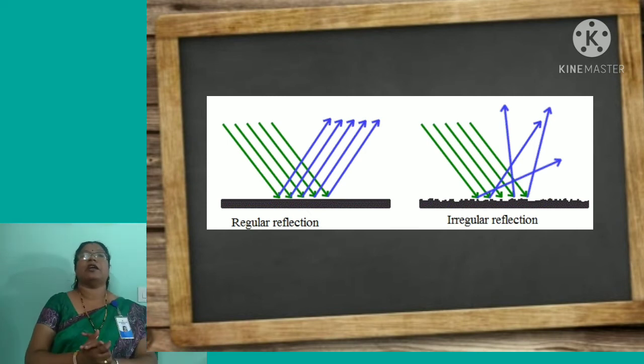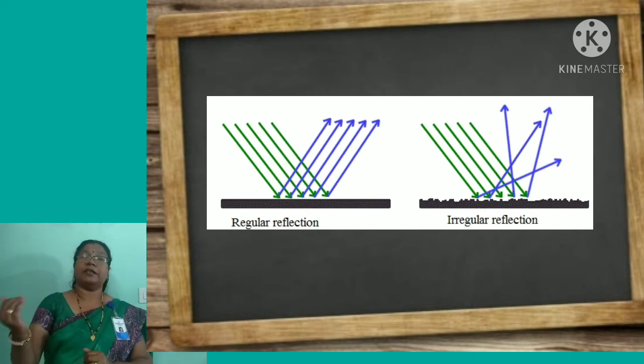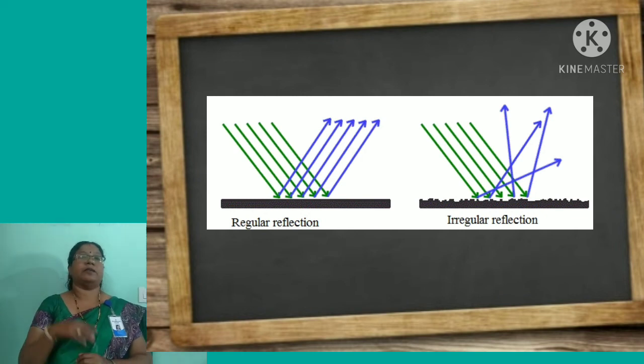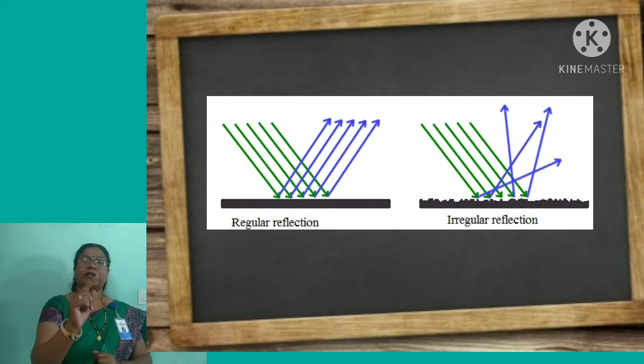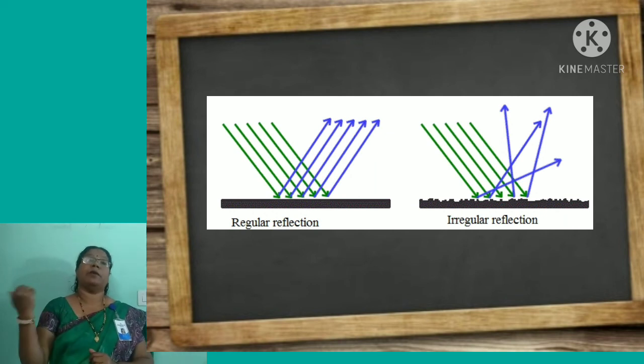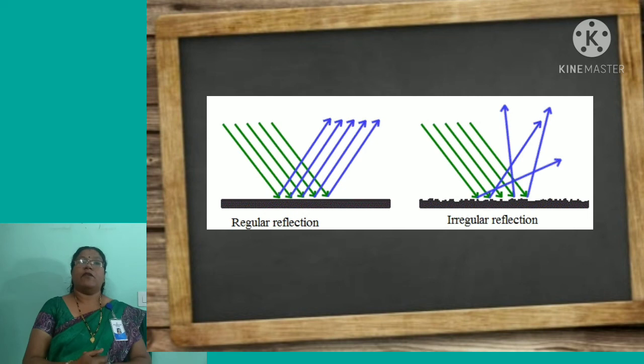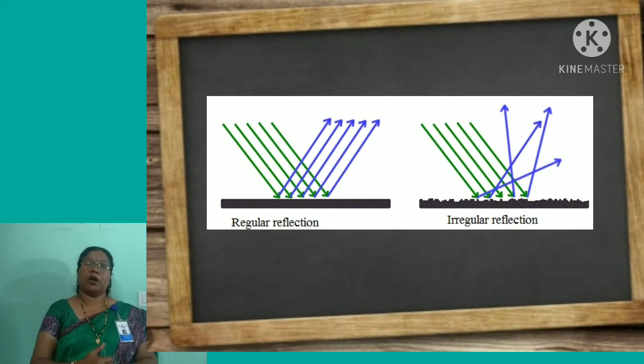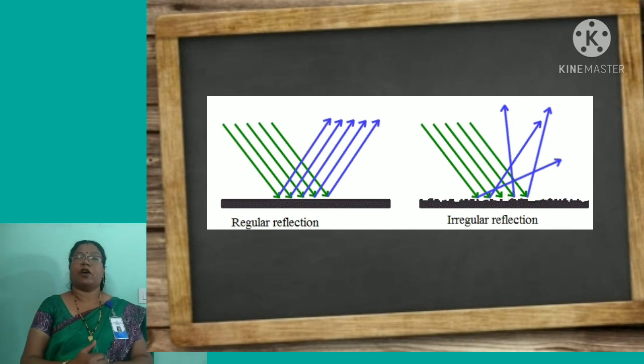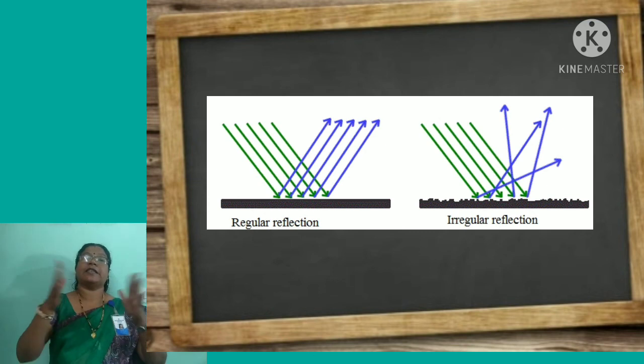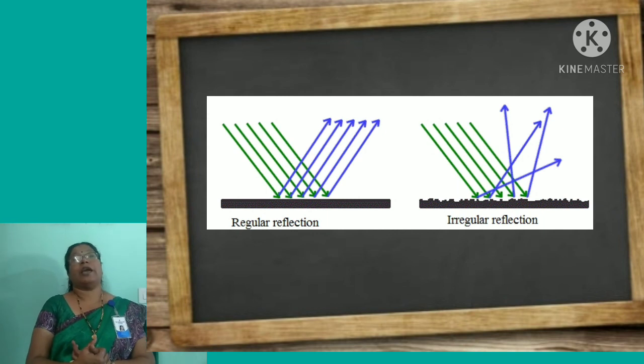Due to this irregular reflection, light is scattered in all directions and you are able to see the things that are around you. You might have a doubt that light always travels in a straight line, but how are we able to see the substances around us? We are able to see the substances around us because when light falls on rough objects, it is irregularly reflected. And this reflected light scatters all around, and thus we are able to see the substances around us. So irregular reflection is responsible for scattering of light and for seeing the objects around us.